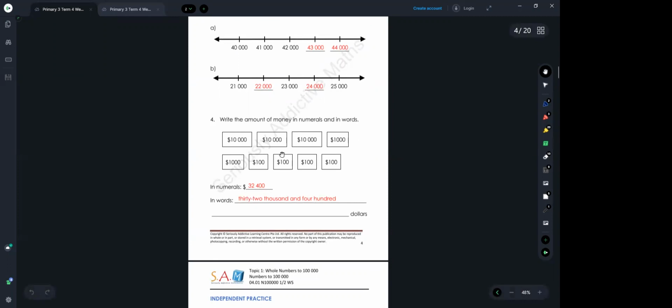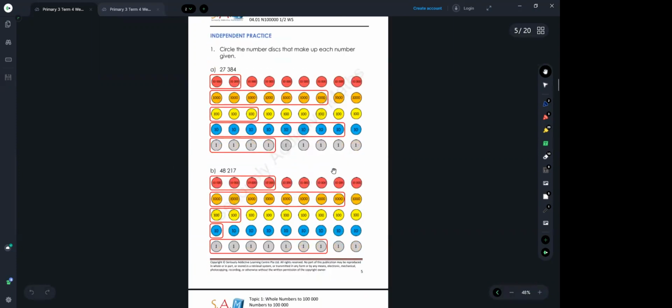Okay, how do you count in terms of money? Right, so always count from the greatest value first: 10,000, 20,000, 30,000, 31,000, 32,000, 32,000 and 100, 32,000 and 200, 32,000 and 300, 32,400.